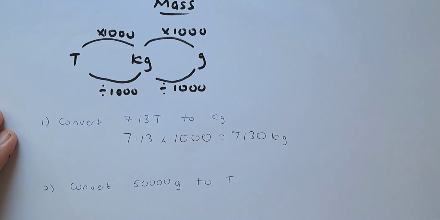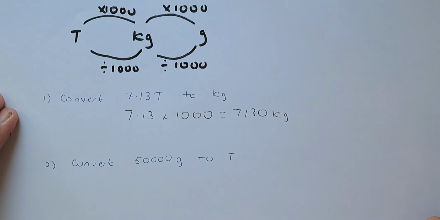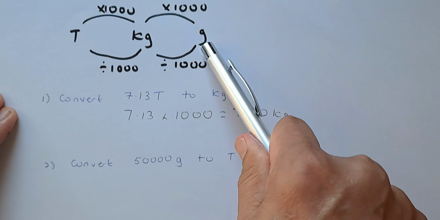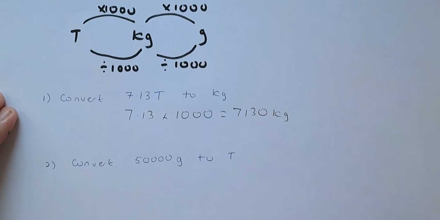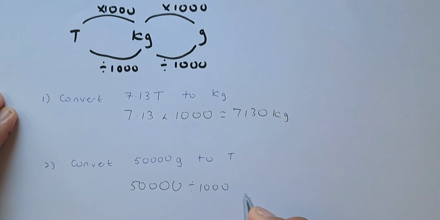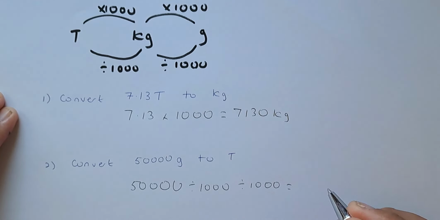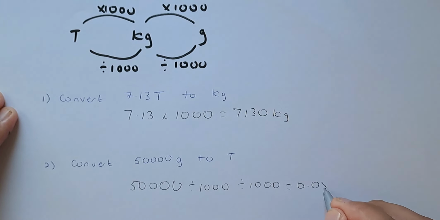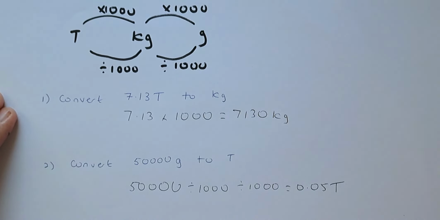Okay, great. Now we do the second one. We are going to convert 50,000 grams. We are here, and we want to convert to tons. What do you think you do? You take the number 50,000. You divide by 1,000 to get the kilogram, and then you divide by another 1,000 to get your ton. The answer is 0.05 tons. So that is how you convert the mass in the metric system.